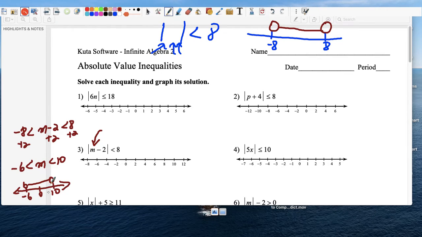So again, you can keep trying. Plug in numbers. Okay, guys, take a couple moments, and then take some numbers outside, greater than 10 and less than negative 6. Pick 11. Pick 12. See if it works. Let's pick 12. 12 minus 2 is 10. The absolute value of 10 is 10. Is 10 less than 8? It doesn't work. So numbers here don't work. Numbers here also don't work. The answer I'm looking for, so what values of M will make this possible? Any number between negative 6 and 10, not inclusive.